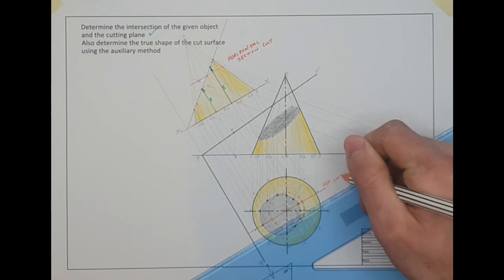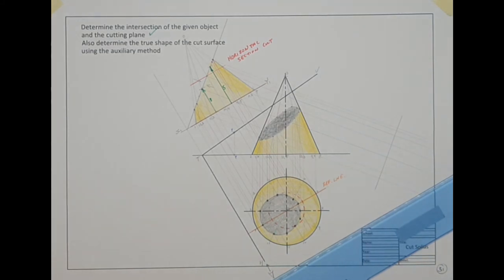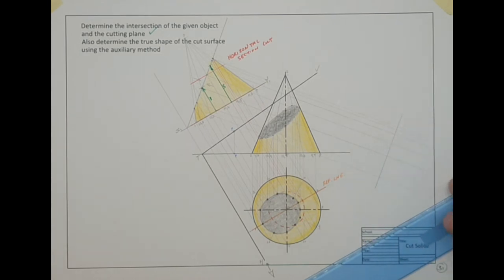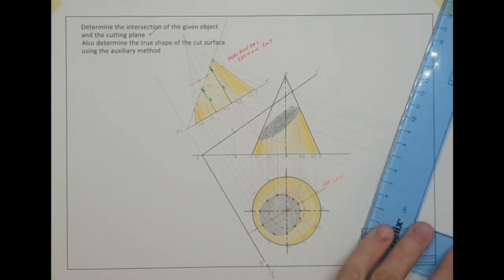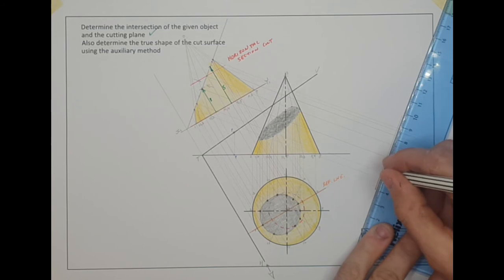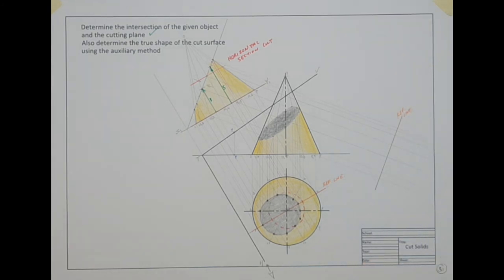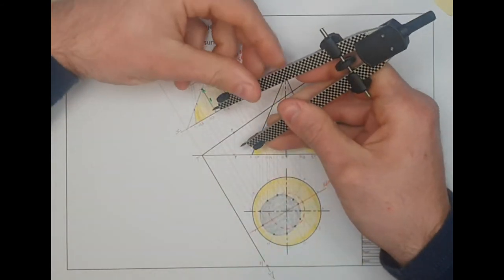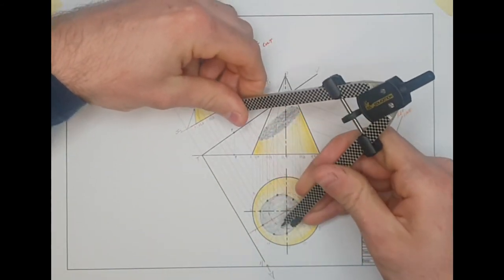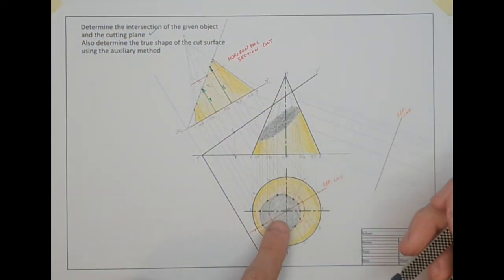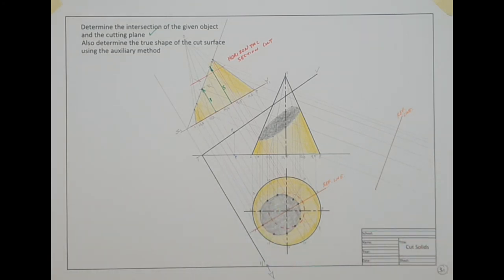Reference line right there. That's the reference line I'm going to use to draw this object, to draw this view right here. So that reference line is going to pair up with this reference line here. Now, what do we do with that? Well, instead of taking these huge distances all the way down, we are now going to put our compass on the reference line, and we're going to take the distances left and right of the reference line.